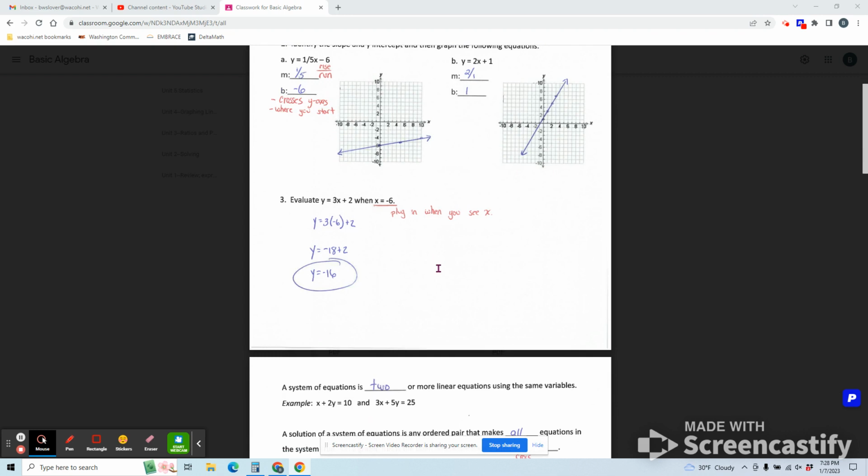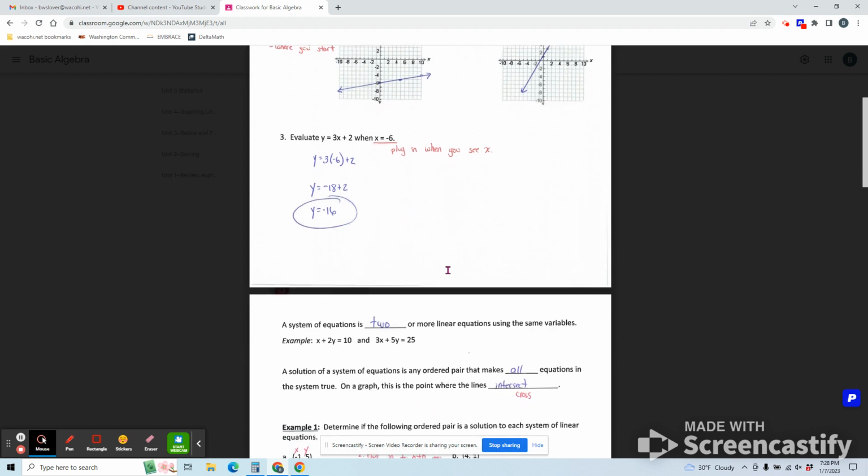And then number 3 says evaluate y equals 3x plus 2 when x equals -6. So once again, we saw this on the review last week. You are just taking -6 and plugging it in where you see the x value. So y equals 3, and then I have parentheses because I'm replacing the x with a -6, and then plus 2. So this operation is 3 times -6. There's nothing there, so we're assuming that it's multiplication. 3 times -6 is -18. I add 2 to it, and I get -16.